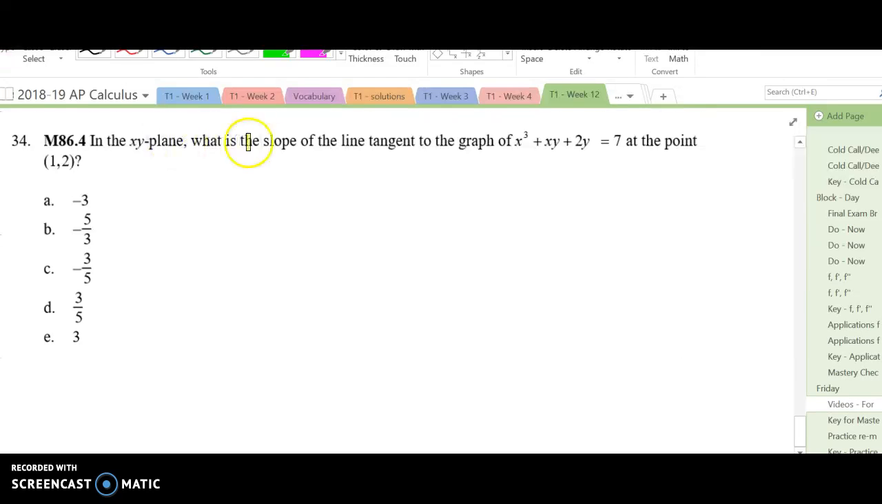In this problem, you've been asked to find the slope of the line tangent to the graph, and you've been given the point (1, 2). So hopefully your brain is screaming, derivative, derivative, because we've got a tangent line. We're going to take the derivative term by term, and we're taking the derivative with respect to x, because that's how you find slope.